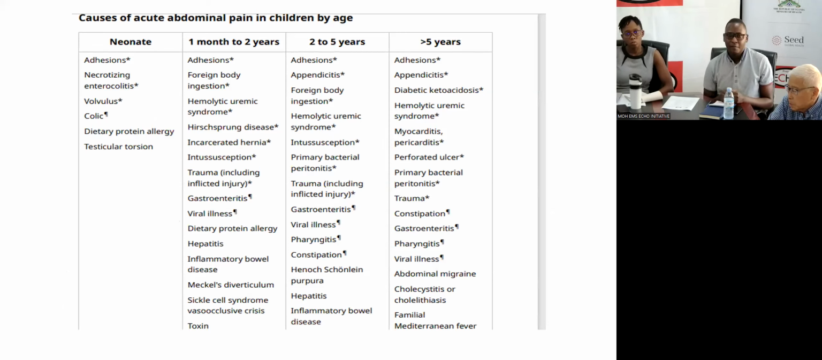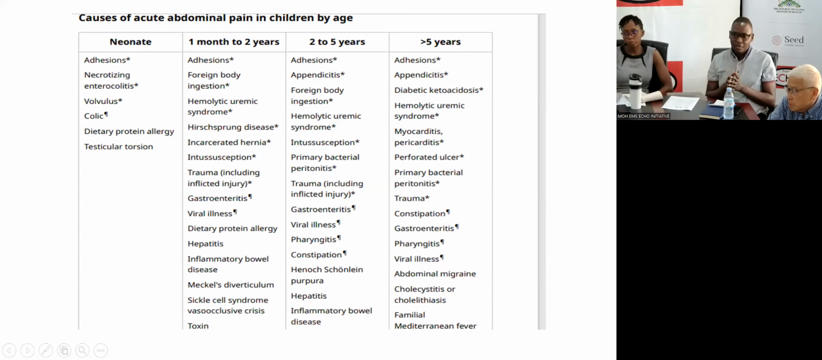As you can see in the third column, where intussusception is, that star you see on the side is just an indication that this is a life-threatening condition if you do not intervene in time and manage this patient. So intussusception happens in that age group, which, if I remember well, was our first question.